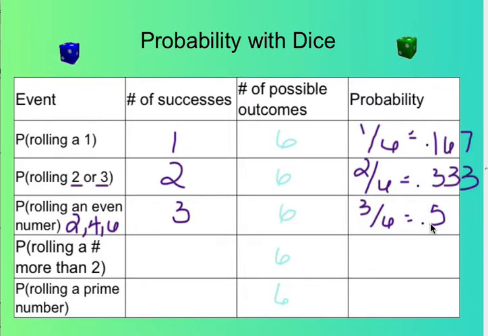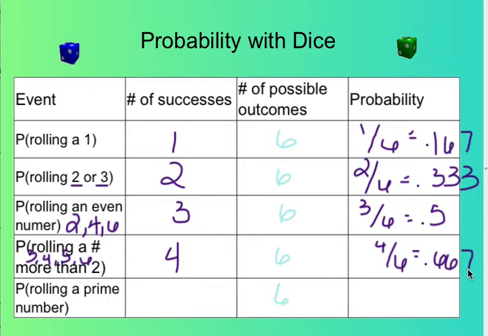We're taking a look at the next one. Rolling a number more than 2, sorry. When it's more than 2, that's going to be 3, 4, 5, and 6. So there's 4 numbers that are more than 2. So that's my successes. Then we're going to do 4 divided by 6, which is going to give me 0.667. Now, I want you to be very, very careful about your rounding on this one. You're going to take a look at the 4th number. If the 4th number is 5 or greater, round up. If it's 4 or below, round down.